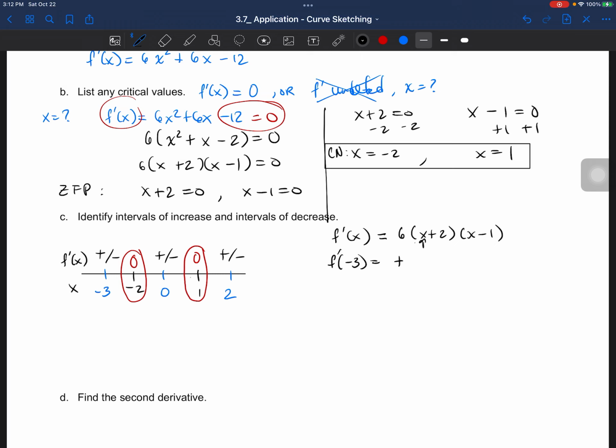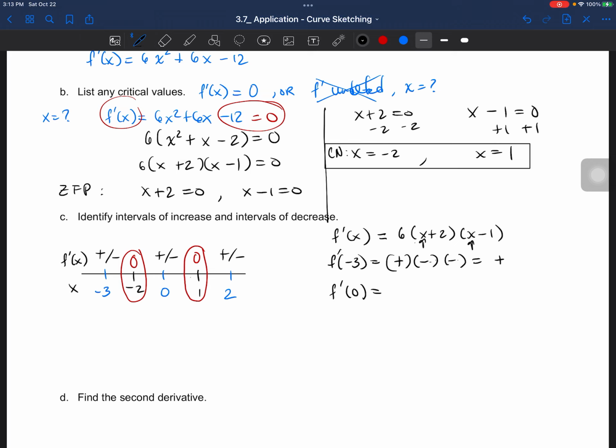So we're going to test -3. Now, 6 is a positive number, right? So we know it's a positive number. When you plug in -3 here, -3 plus 2 is going to give you -1. So that's negative. And then plug in -3 here, and that gives you -3 minus 1. That gives you a negative number. So what we're doing is multiplying a positive, a negative, and a negative number, which gives you a positive number. Remember that if you count the number of negatives and your count is an even number of negatives, then your product will be positive.